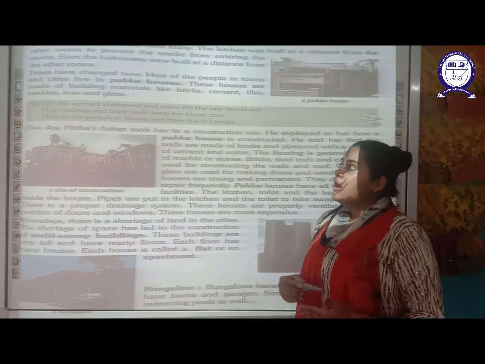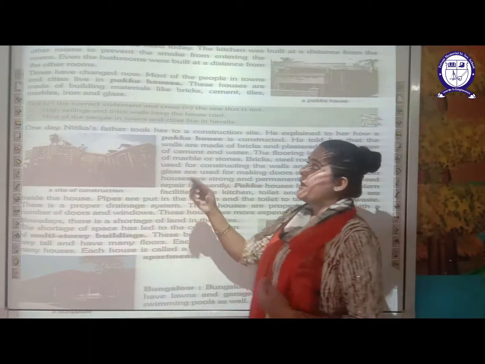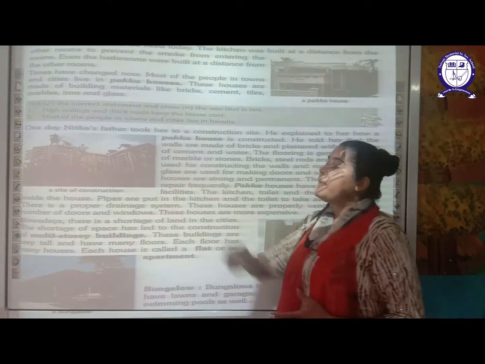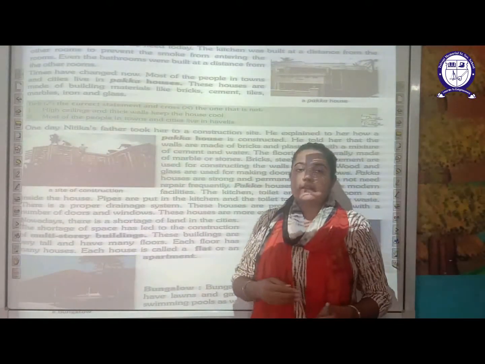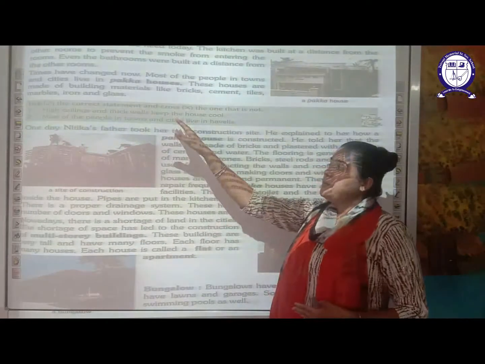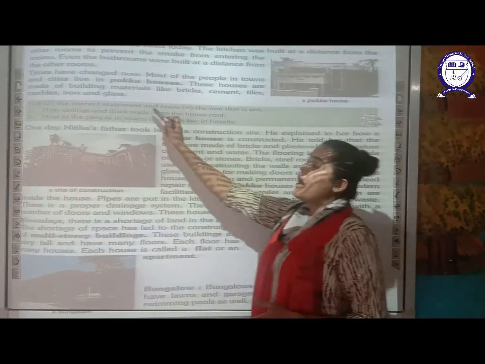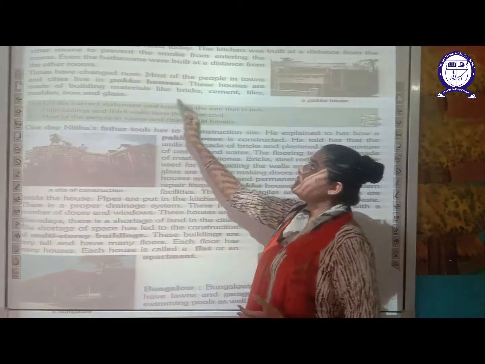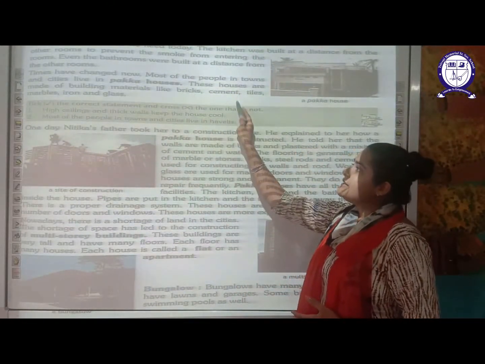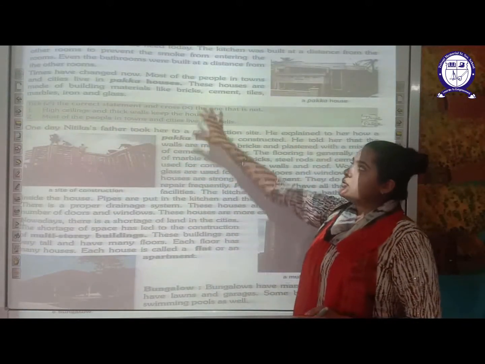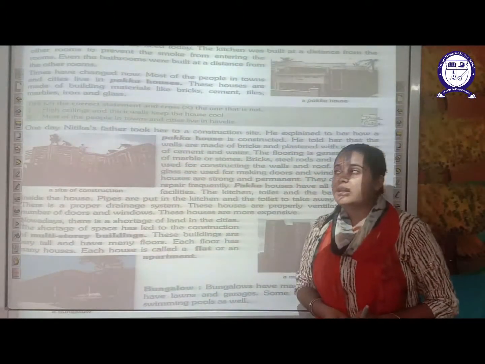Okay, so as the time has changed, most of the people in the towns and cities are now living in pakka houses. As time passes, people now prefer to live in pakka houses, and these houses are built with which materials? They are using bricks, cement, tiles, marble, iron and glass. Okay, so these materials are used in order to build the pakka houses.